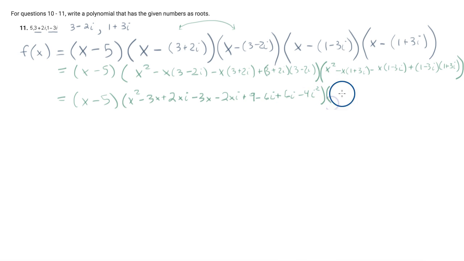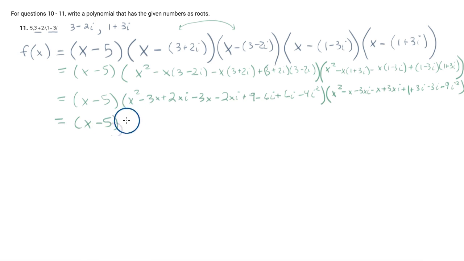Let's do the same with our second parentheses here. So we'll have x squared minus x minus 3xi, minus x plus 3xi. And then we distribute these. So we'll get plus 1 plus 3i minus 3i, plus, that should be a minus 9i squared. Whew, a lot going on here.